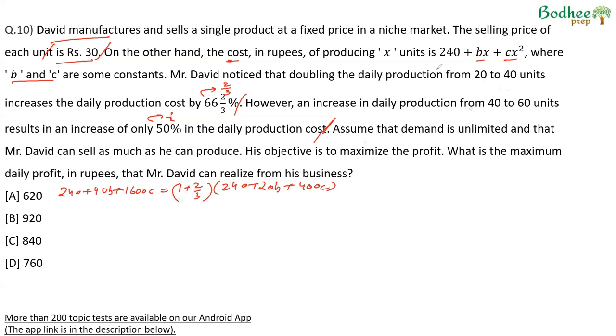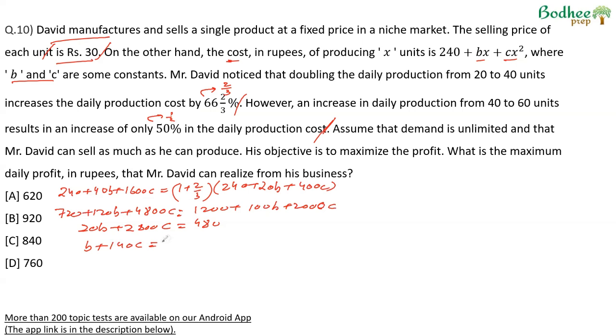Putting the value of X as 20. So this will be 5 by 3. Cross multiply: 720 plus 120B plus 4800C is equal to 3 plus 1 to 5, 1200 plus 100B plus 200C, which means 20B plus 2000. This will be 5 into 400. 2800C is equal to 1200 minus 720, which is 480. Dividing by 20, B plus 140C is equal to 24.